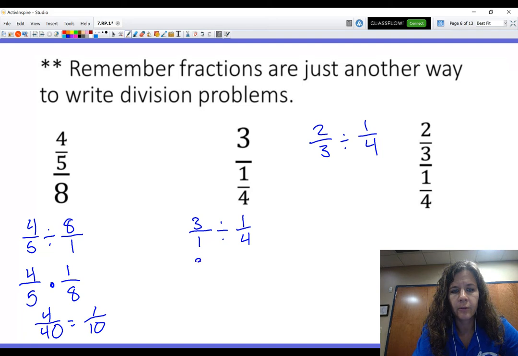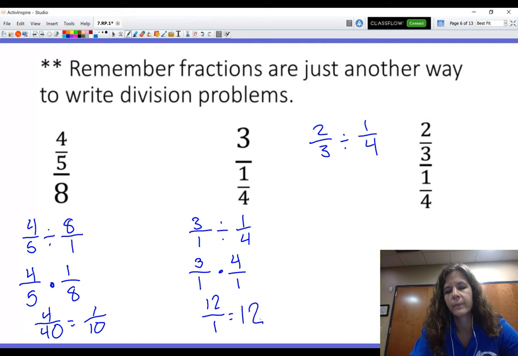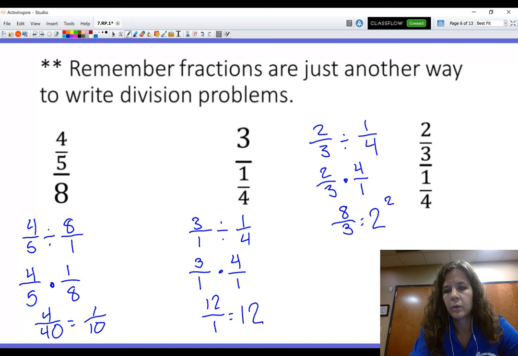All right, multiply the first fraction here in the second example times the reciprocal of the second fraction. 3/1 times 4/1. 4 times 3 is 12. 1 times 1 is 1. 12. And here in the third example, multiply the first fraction, 2/3, times the reciprocal of the second fraction, 4/1. 2 times 4 is 8. 3 times 1 is 3. And that reduces to 2 2/3. Right, so fractions are just division. So complex fractions are just division with fractions.